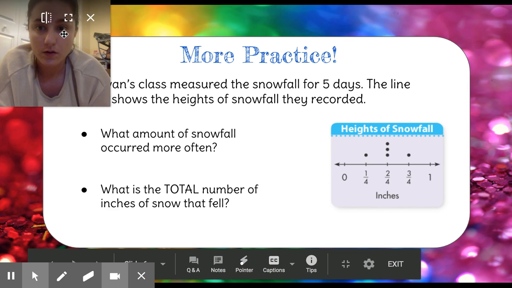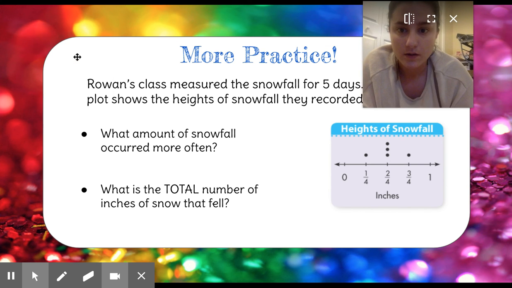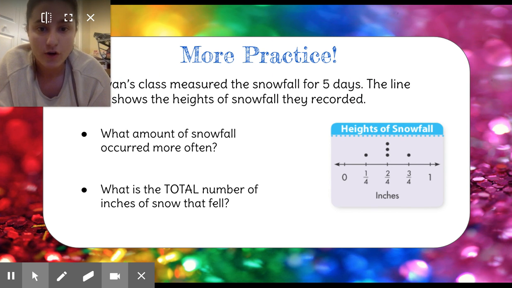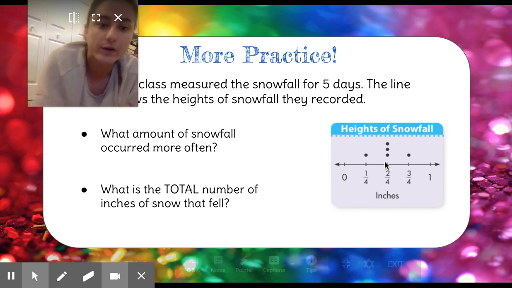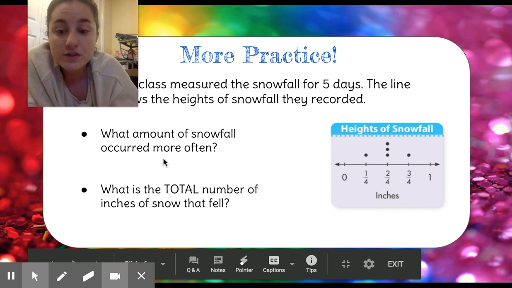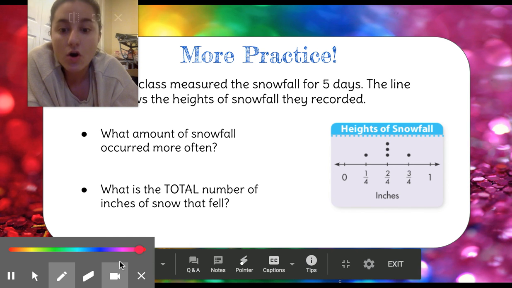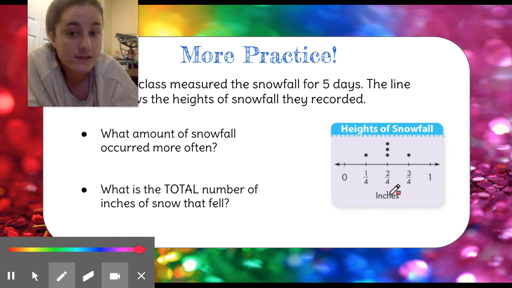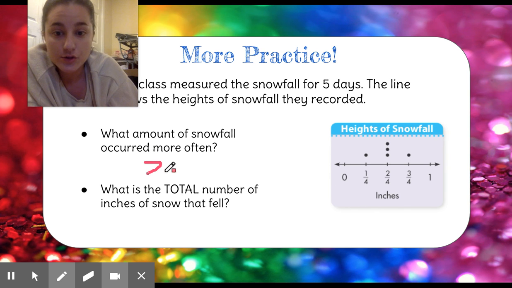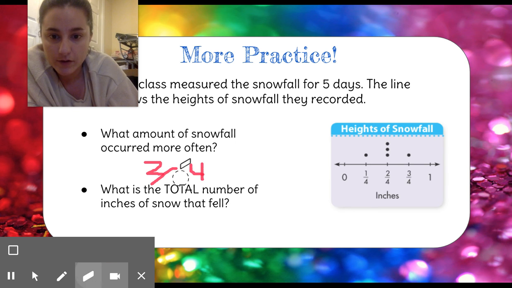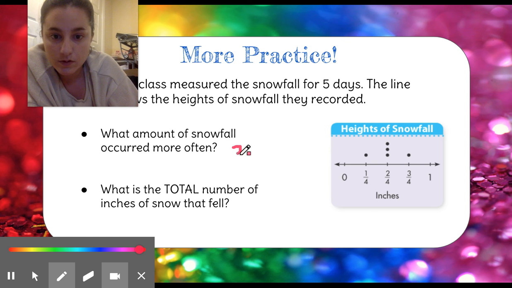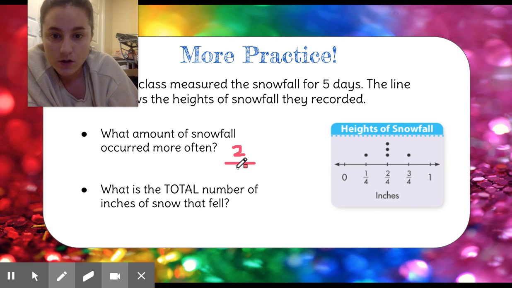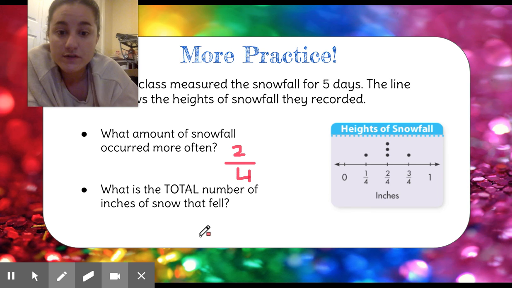More practice. Okay. Let me see. Rowan's class measured the snowfall for 5 days. The line plot shows the heights of the snowfall they recorded. So here's the heights of the snowfall. What amount of snowfall occurred most often? Well, which one has the most number of dots? 2/4. Excuse my writing. Let me erase that. That was not a good one. 2 fourths. It's hard to write with this. What is the total number of inches of snow that fell?